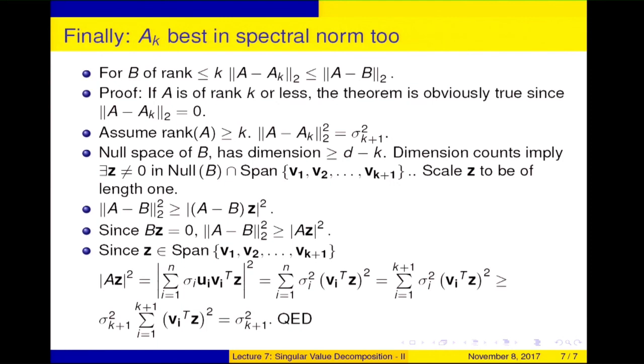And this is 1, because this is the length of Z. Z is in the span of these things, so I took all its components squared and added. So you get sigma k plus 1 squared. Okay? So I proved that in the spectral norm, that's the best. That took us the most work. So A_k is the best rank k approximation to A in both Frobenius and spectral norm.